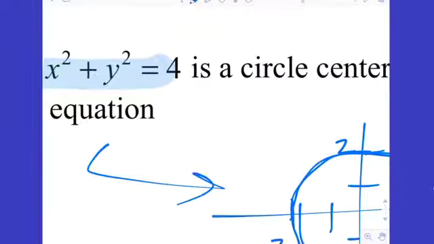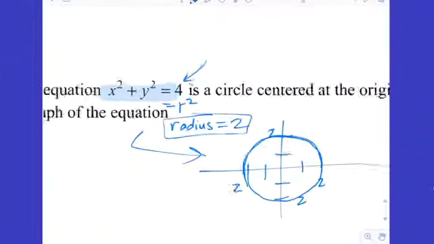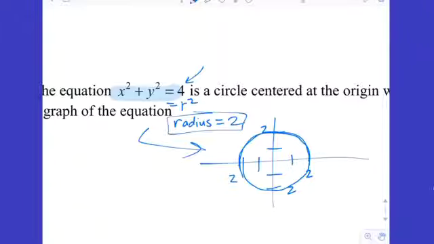I sketched it right, I said it wrong. Yeah, 4 is equal to r squared. This number here is r squared. So the radius is 2, and the diameter is 4. Yeah, thanks for catching that. Friday the 13th. Kind of weird.